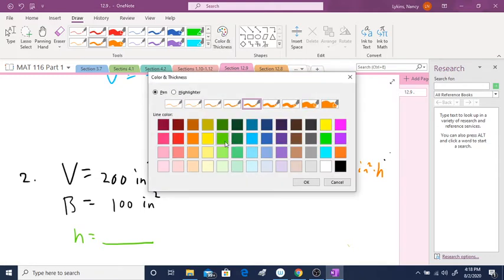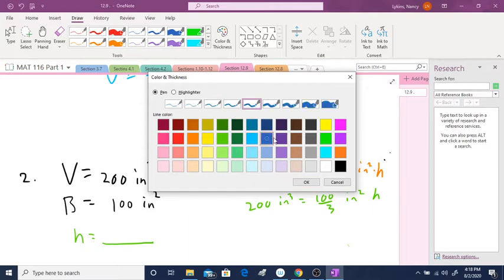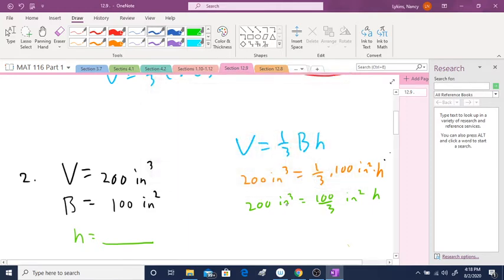Now, what I'm going to show you is I'm going to take 1/3 times 100, and I'm going to just say 1 times 100 is 100, and keep that over 3 as a fraction form. Now with fractions, notice I've got inches cubed and inches squared, so that means my height, once I divide this into it, is going to be in inches.